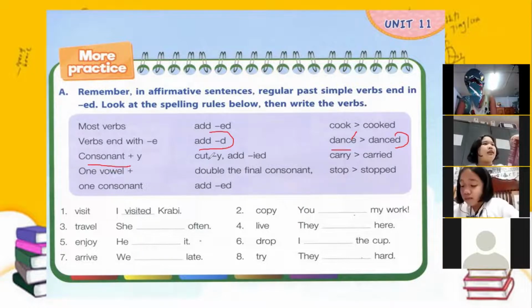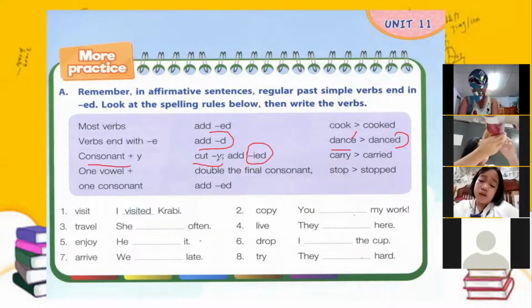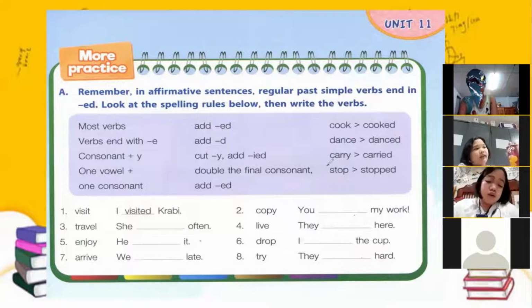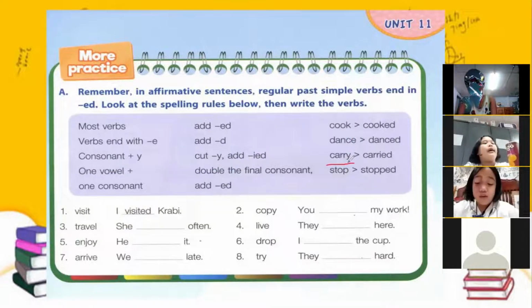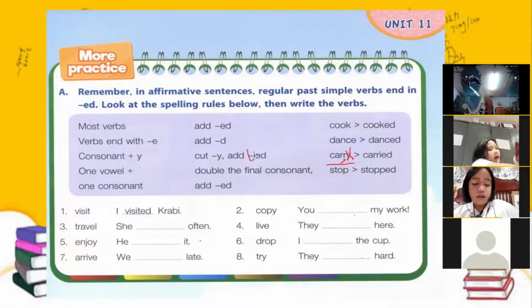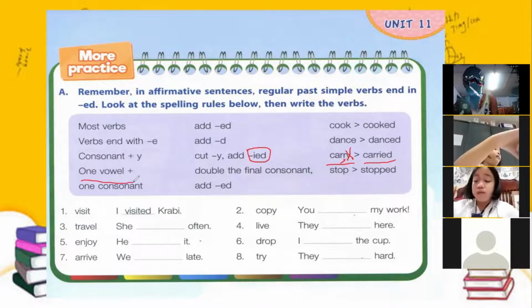So what we're gonna do, we are going to cut Y and we are going to add IED. Instead of Y, we will add IED. Like for example, you can see here carry. So here you can see they have a consonant, right? And in the end they have Y. So this Y will be cut off and we add IED. So carried, C-A-R-R-I-E-D.